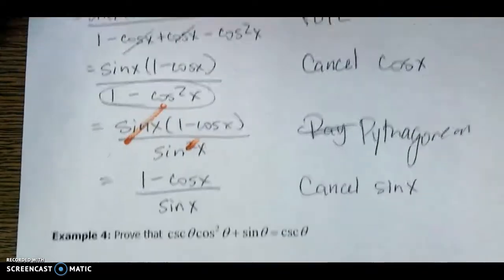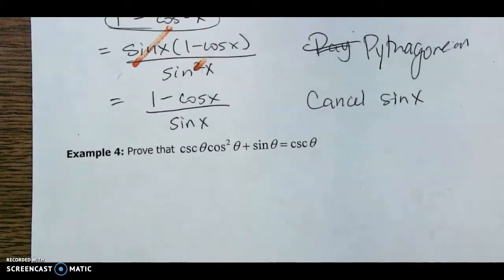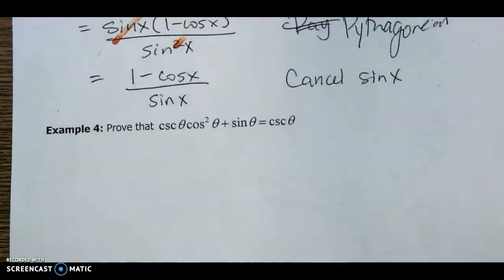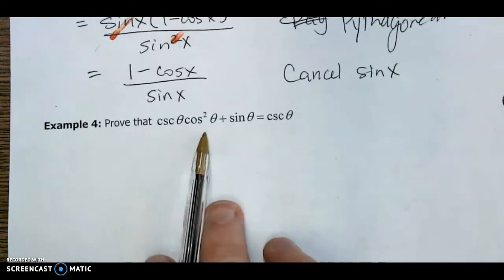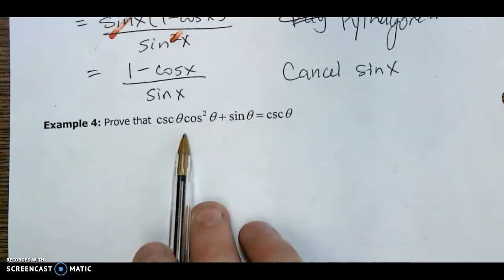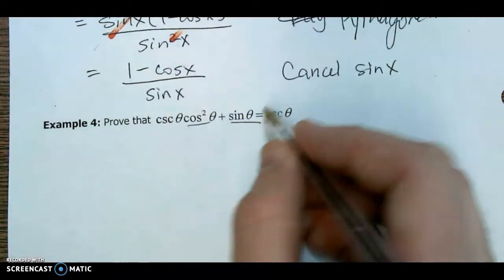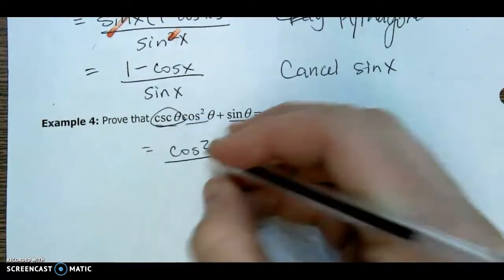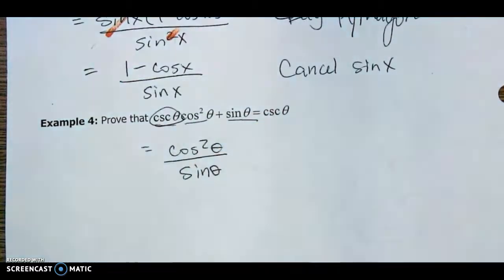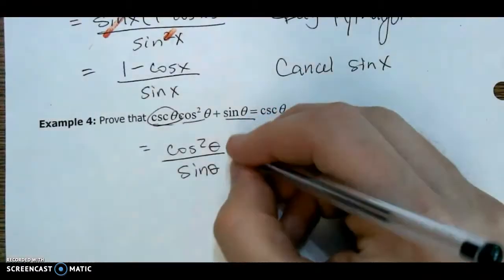In example 4, we want to figure out how to get to cosecant. So what I'm going to do is the same thing that we did in example 3, example 2: get things into sines and cosines. So that's going to stay, that's going to stay. Change this into 1 over sine, which just is going to put sine in the bottom of your cosine squared.